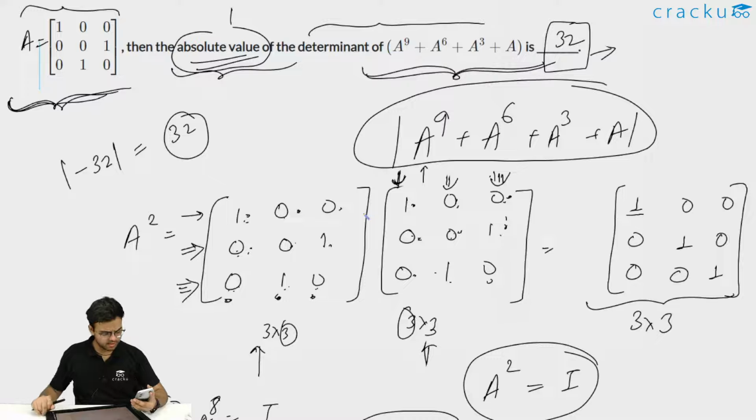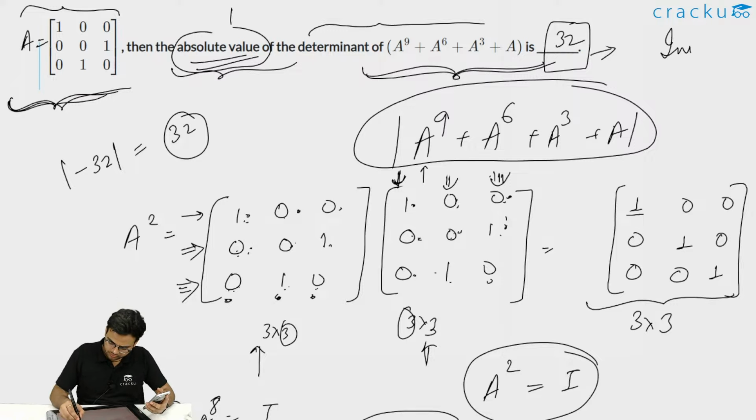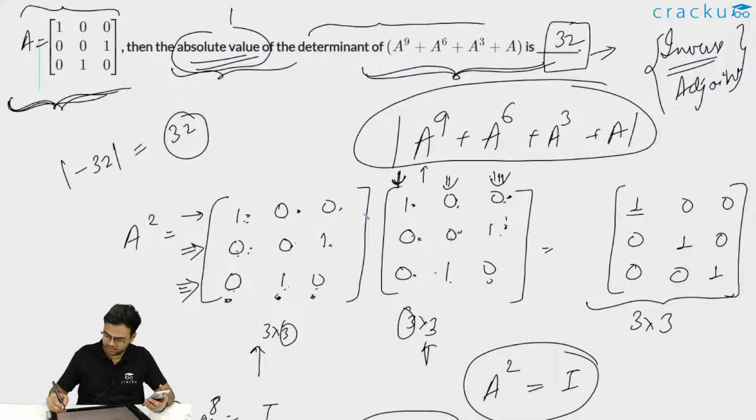So I think that was it. In the next session of matrices and determinants, we'll discuss the inverse of the matrix, as well as certain other questions on determinants, inverse and adjoint of the matrix. We'll definitely discuss these things in the upcoming classes. Today's class was completely focused on determinants. I hope that you understood this.